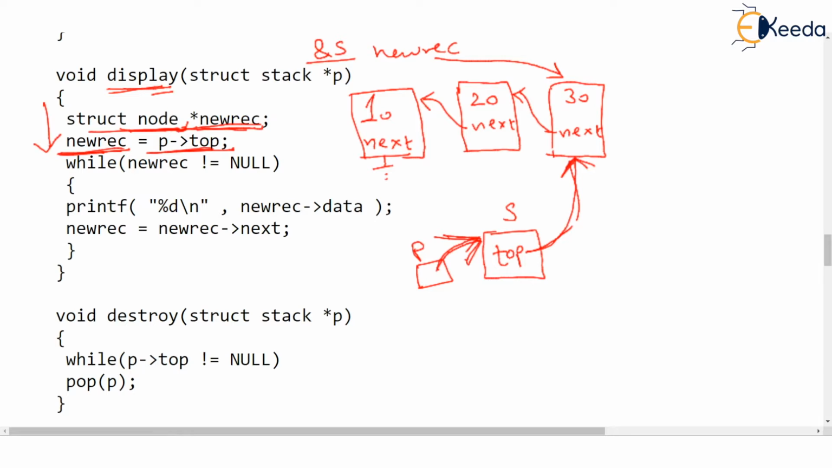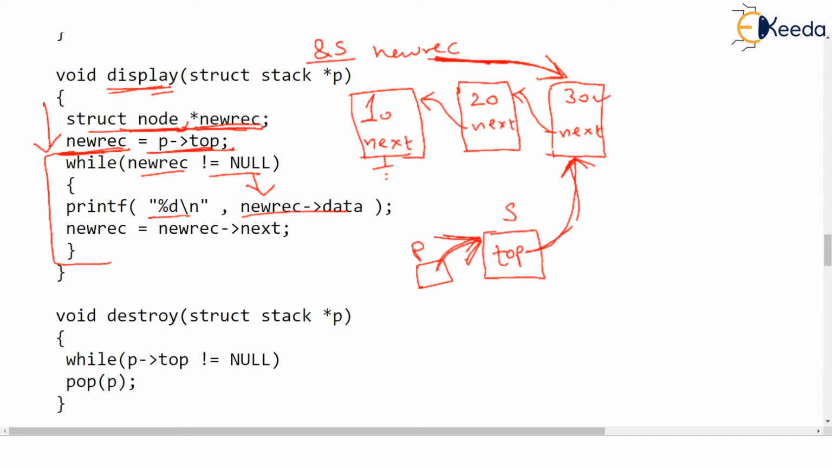And now we hang on in this while loop. Check that the while will continue only if newrec is not equal to null. And as you see, check this arrow. Newrec is really not null because newrec is pointing to 30. As this condition is true, we will run the while loop, in which we are printing in %d format newrec arrow data. So the first value to be displayed will be 30.